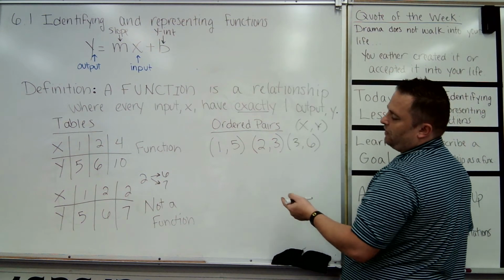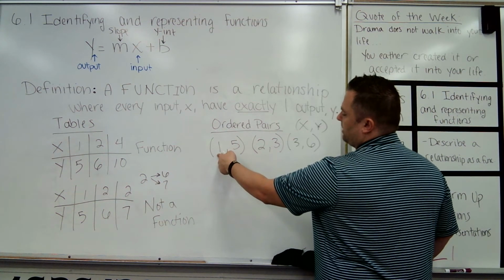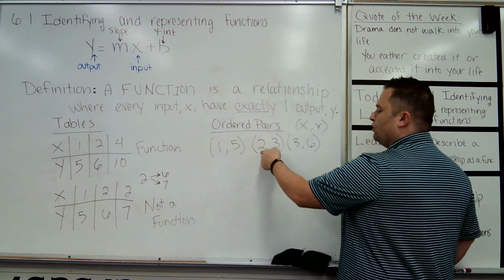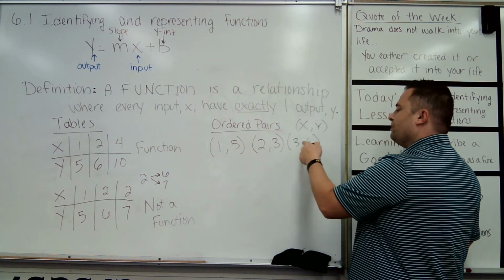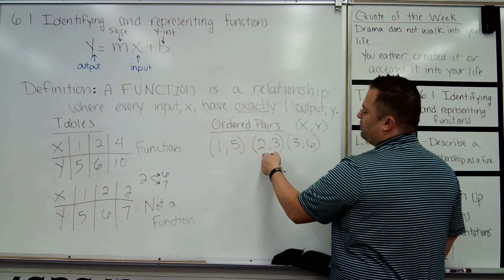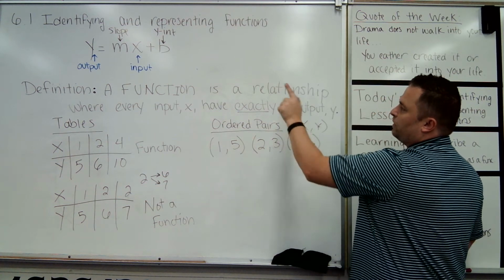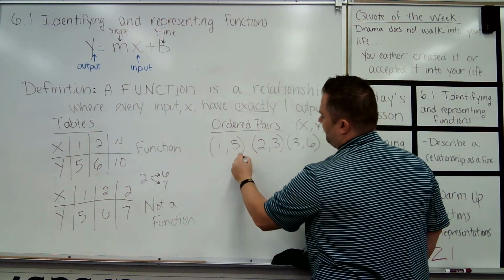This is considered a function because the number 1 came in, 5 came out. 2 went in, 3 came out. 3 went in, 6 came out. 1, 2, and 3 each produced only one output. This is considered a function.